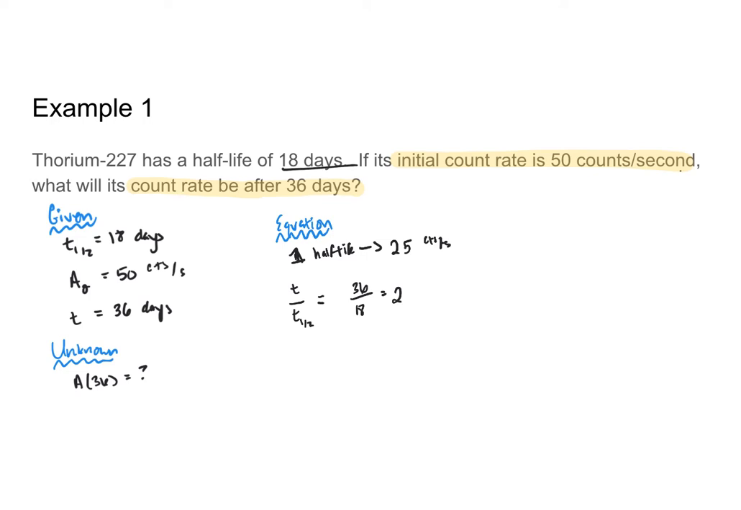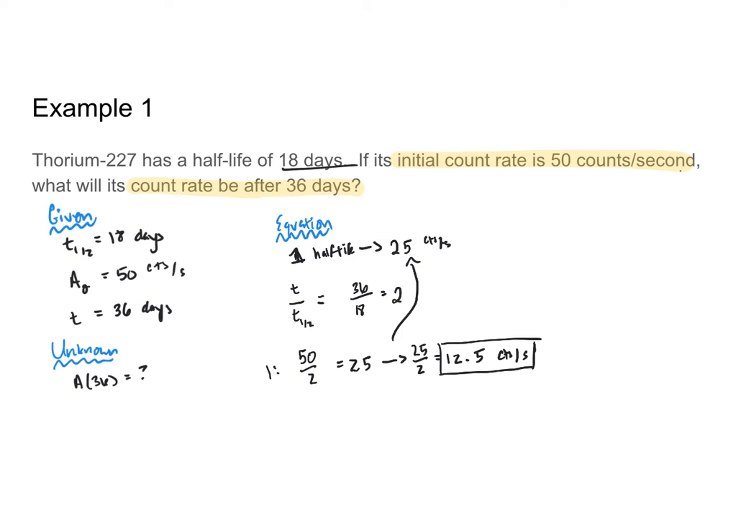undergoing 2 half-lives. So we know that after one half-life, our activity is going to be 25 counts per second. After 2 half-lives, we'll divide this number in half again. So we need 50 divided by 2 for one half-life, which is 25. And then we need 25 divided by 2 for our second half-life, which is going to be 12.5 counts per second. And that is the solution for our problem.